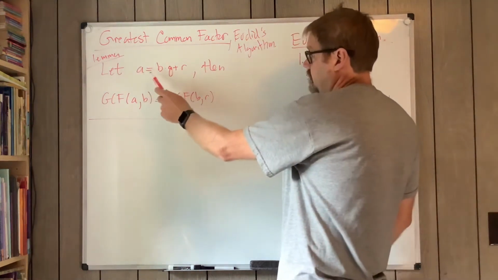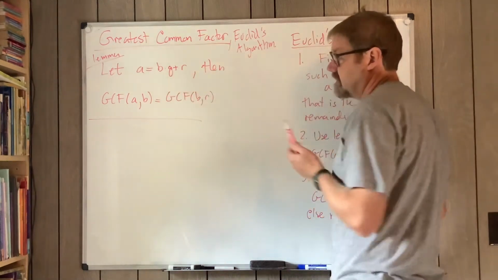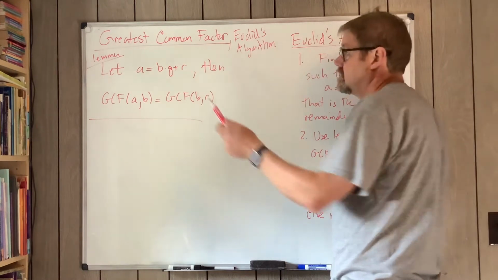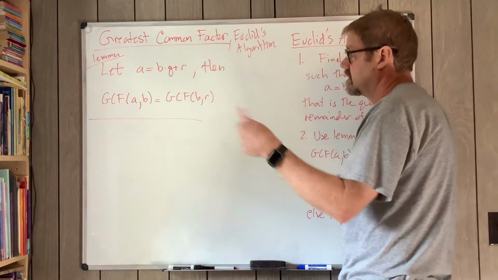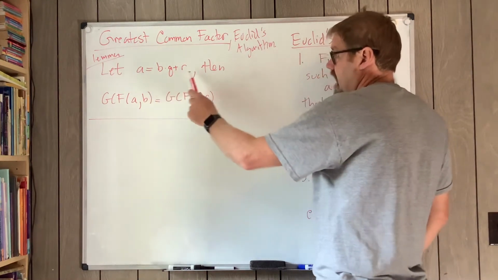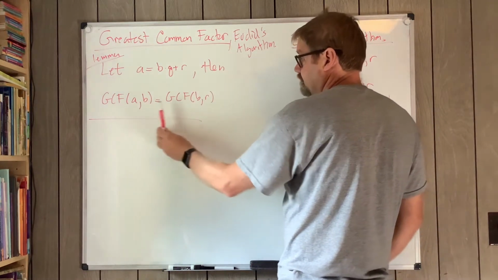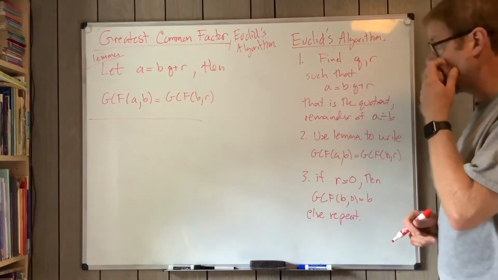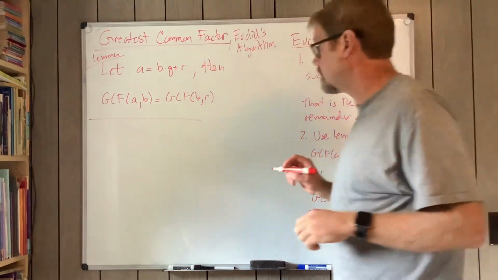Let A be B times Q plus R, okay? Basically, what that means is that's just doing division and rewriting it in the quotient remainder form. Again, this kind of form is very important. If I can have that, then the greatest common factor of A, B is the greatest common factor of B, R. I'm going to first prove that, because then we're going to use that for something else.